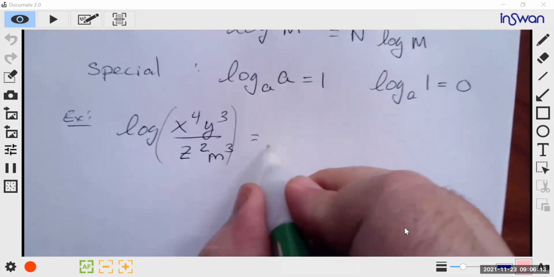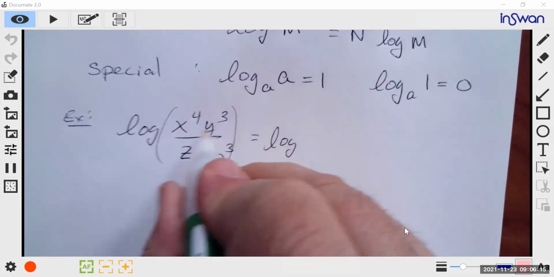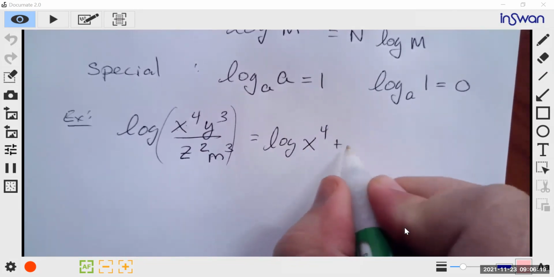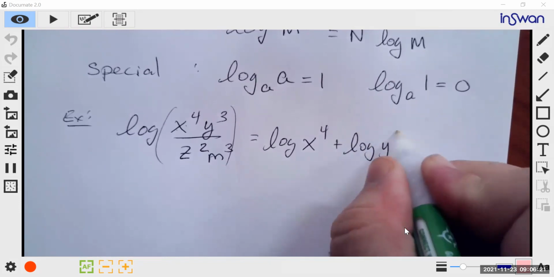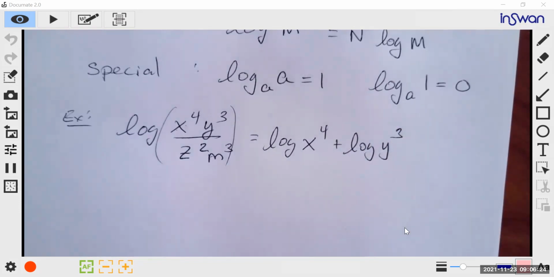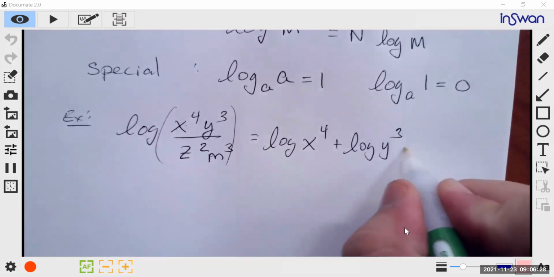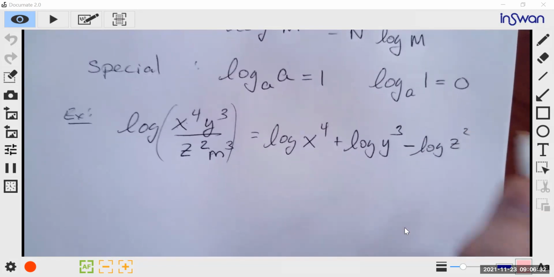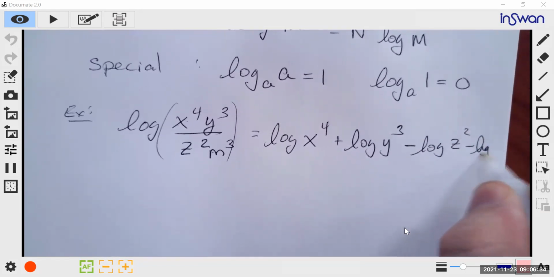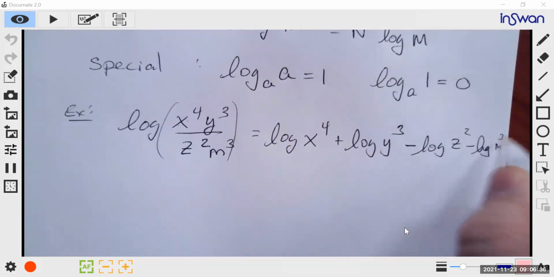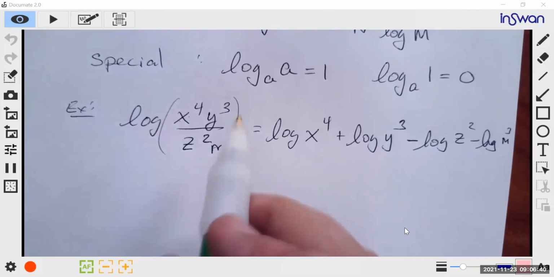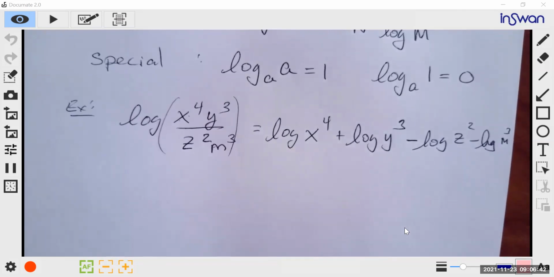Whatever's on top will have a plus in front of it. So this one, there's 2 on top. We have x to the 4th plus y to the 3rd. And the ones on the bottom have a minus in front of them. Log z squared minus log m cubed. So whatever's on top will be plus, whatever's on the bottom will be minus.